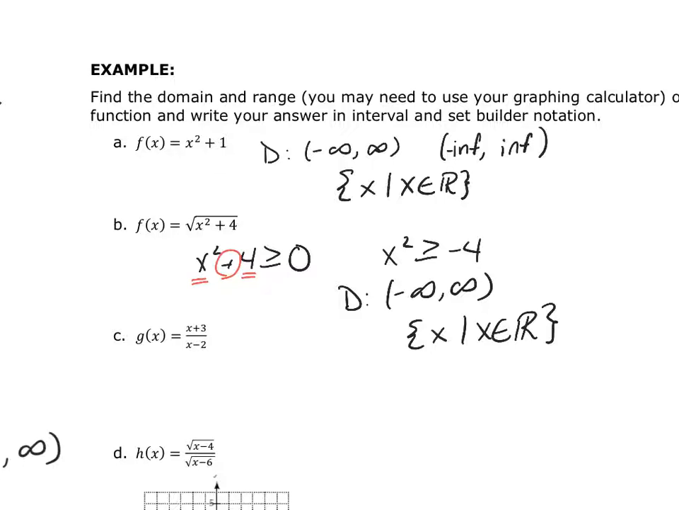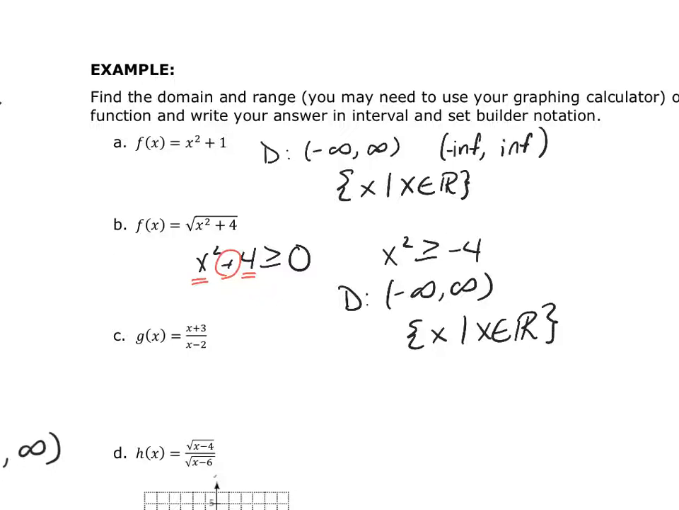So the two things I'm looking for are a square root, or an index that is even, so the fourth root or sixth root or whatever. Because I don't see either one of those, my answer is no to those two questions. That means, because it's no, I have no domain restrictions. So that means I get everything.